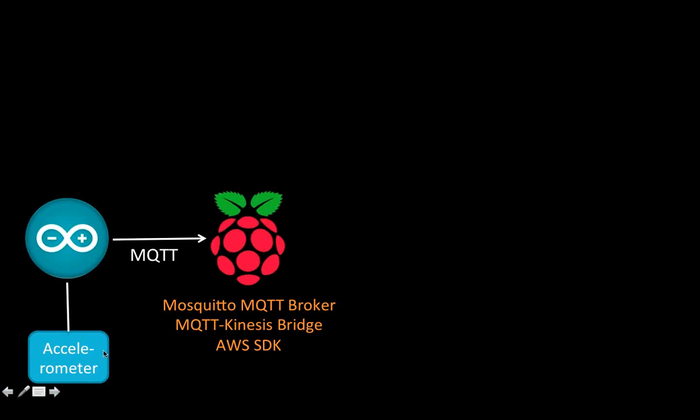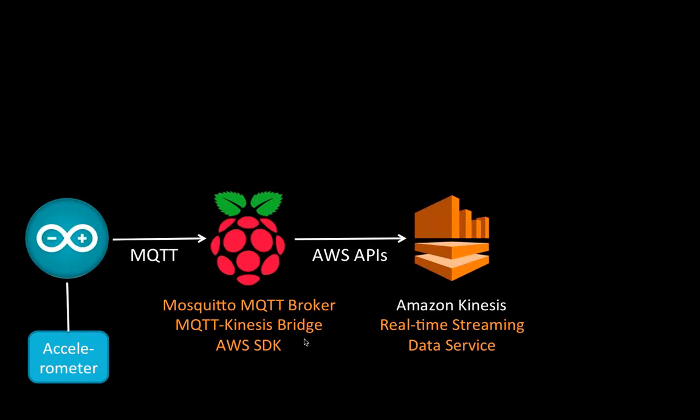So the Arduino is reading the accelerometer value and then publishing the sensor readings to the Raspberry Pi. And because the Raspberry Pi is a full-blown computer, I've installed the Mosquitto MQTT broker on the Raspberry Pi. I've also installed the AWS SDK for Python, or Boto. And then my colleague has published in GitHub, under AWS Labs, a piece of code called MQTT Kinesis Bridge. So leveraging this library, the Raspberry Pi is able to post the sensor readings to Amazon Kinesis, our real-time streaming data service.